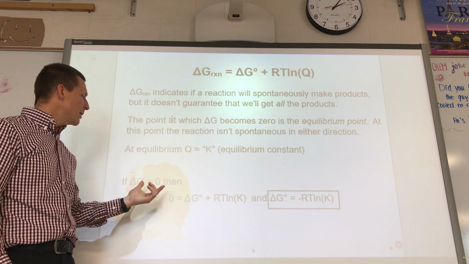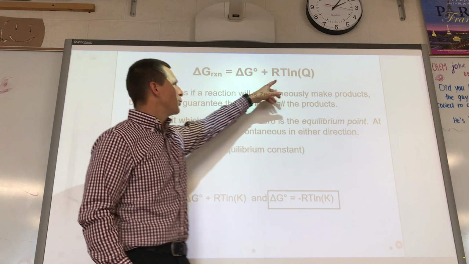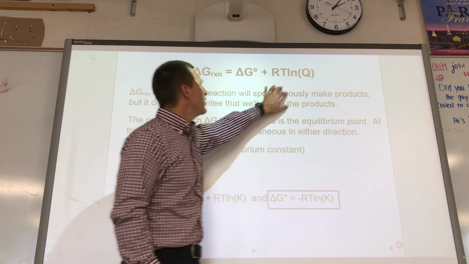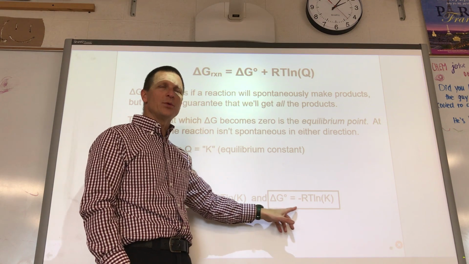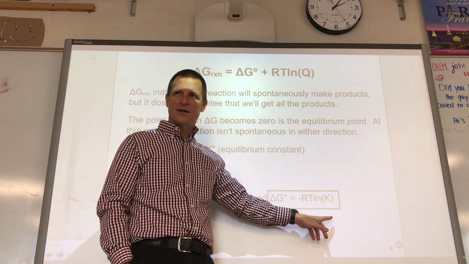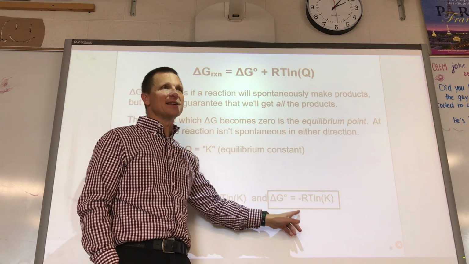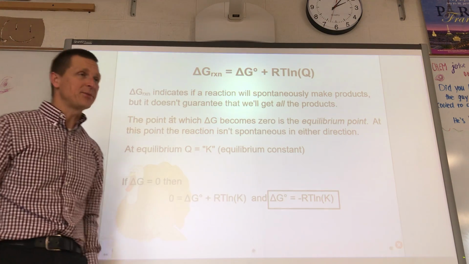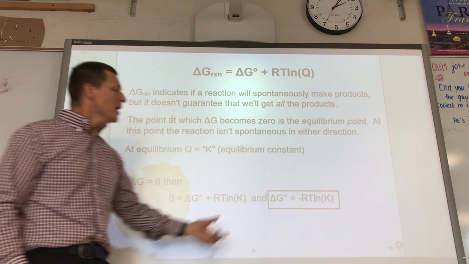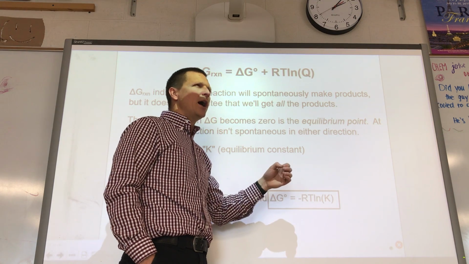When we're at equilibrium, that means the delta G on the left is 0. So I would replace Q with K and move it over to the 0 side. That means that standard delta G is equal to negative RT times the ln of K. We'll use this a lot in this class, not only in this chapter, but in other chapters as well, because this relates the delta G term to what the K value is.